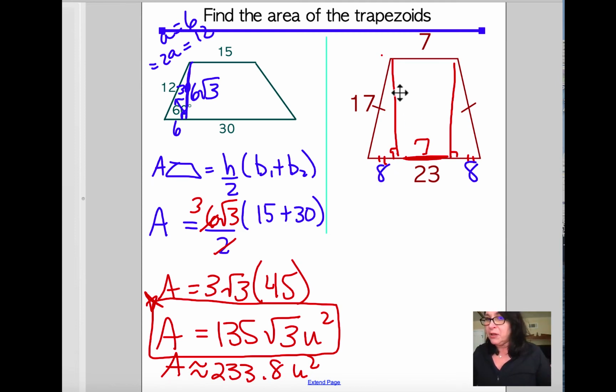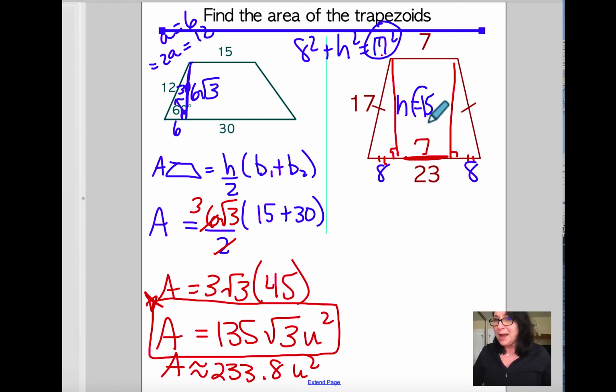8 squared plus my height squared equals 17 squared. Remember to make sure that the hypotenuse is always by itself. But I also recognize that this is one of our Pythagorean triplets, which is 8, 15, 17. So I do know my height is 15. Again, it's very beneficial to remember what they are.